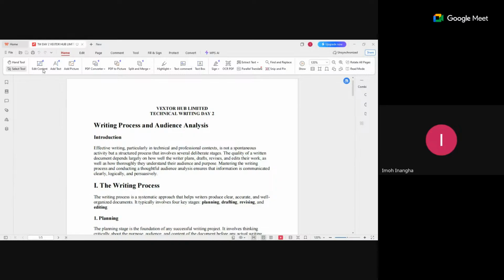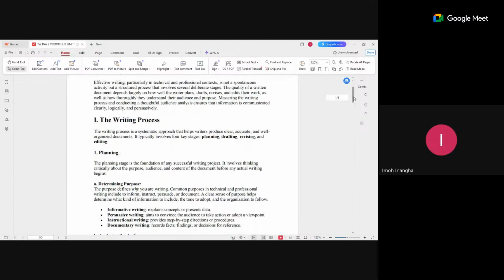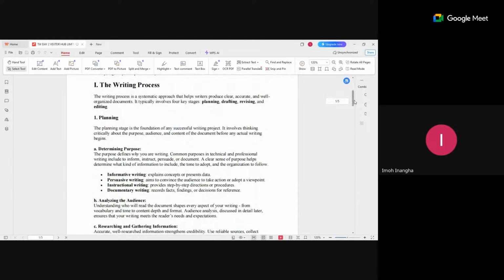we'll touch some practical on the product I made mention of. So, number one, the writing process. The writing process is a systematic approach that helps writers produce clear, accurate, and well-organized documents. It typically involves four key stages: planning, drafting, revising, and editing, which I mentioned earlier. These are our writing process.